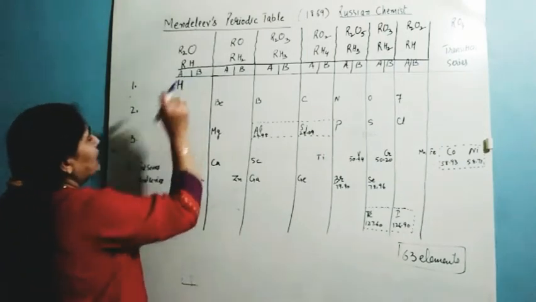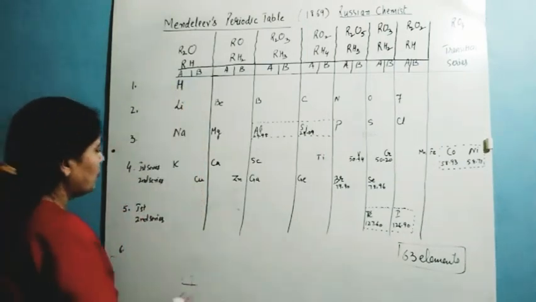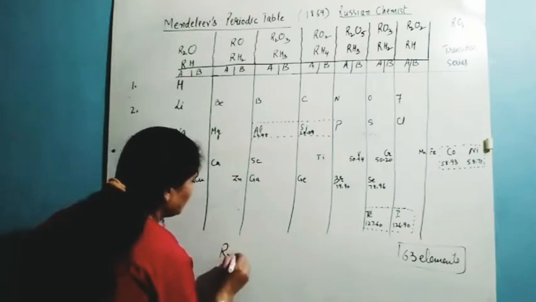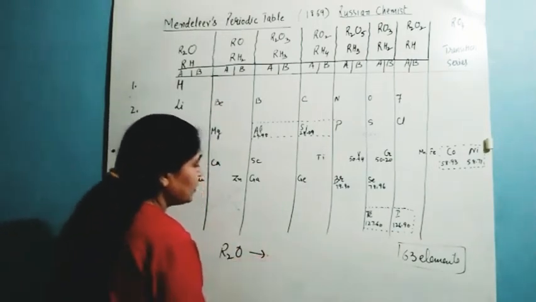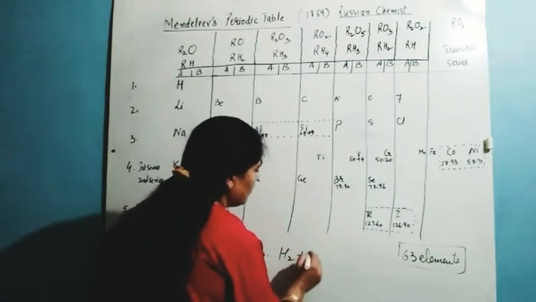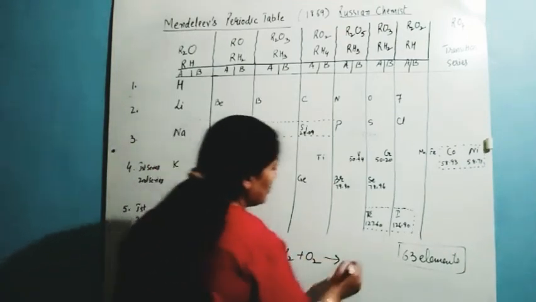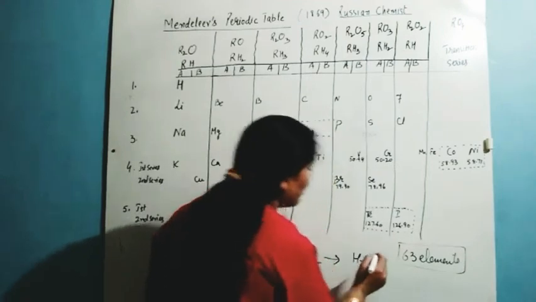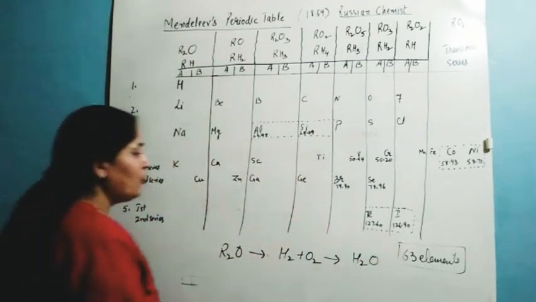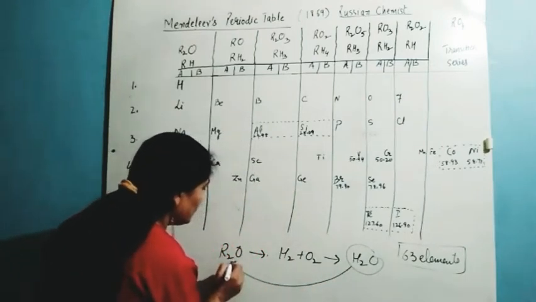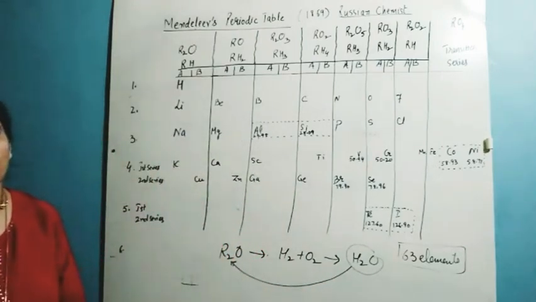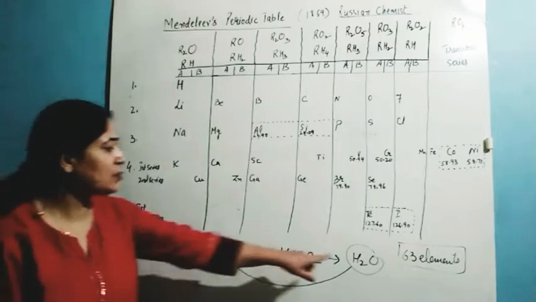For example, if we take the hydrogen from the first group, what is the general formula of the oxide? That is R2O. If the hydrogen reacts with the oxygen, it will form the compound known as H2O, which regularly follows this general formula R2O, where the R stands for the element.